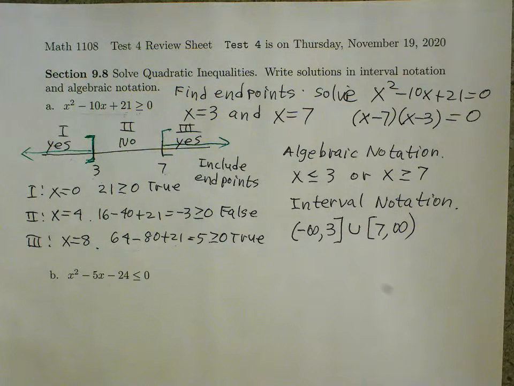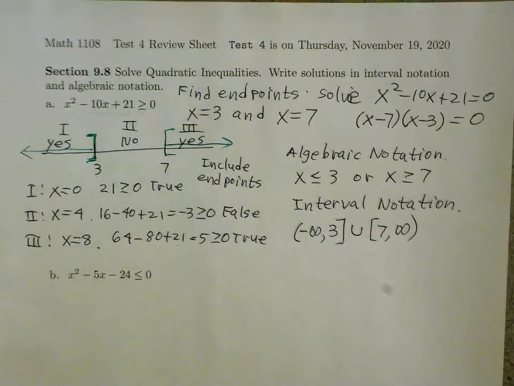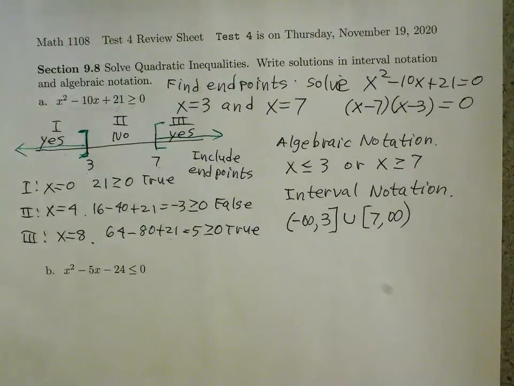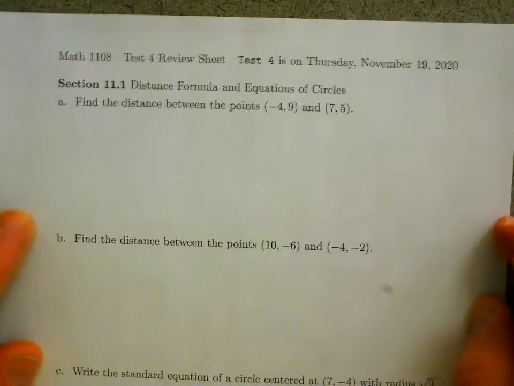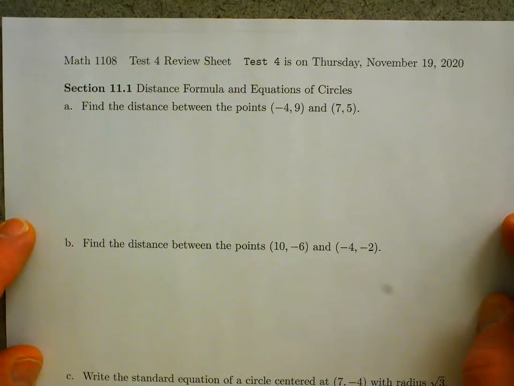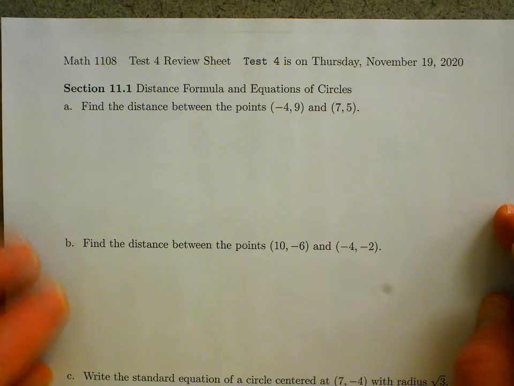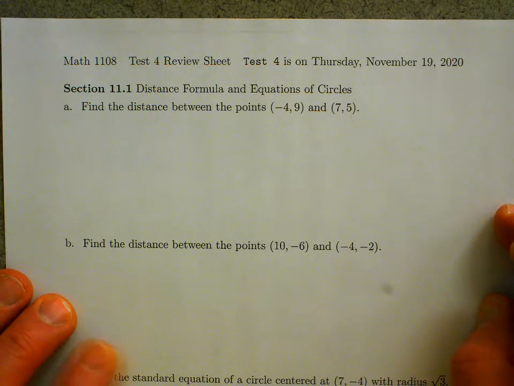Okay, I'm changing my mind. Let's go to chapter 11 for now. Okay, find the distance between the points, negative 4, 9, and 7, 5.